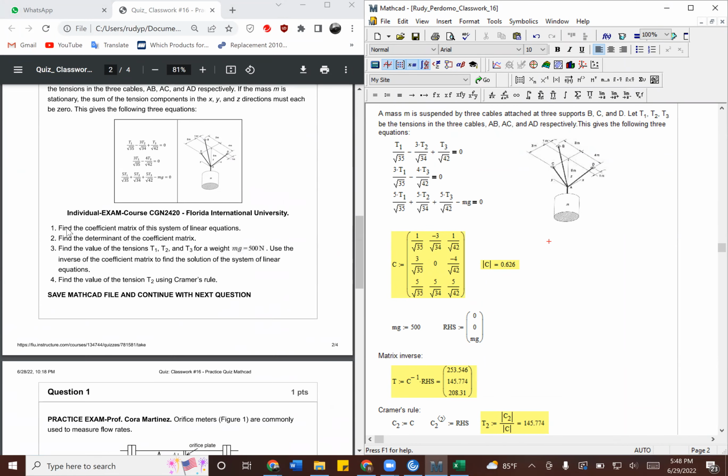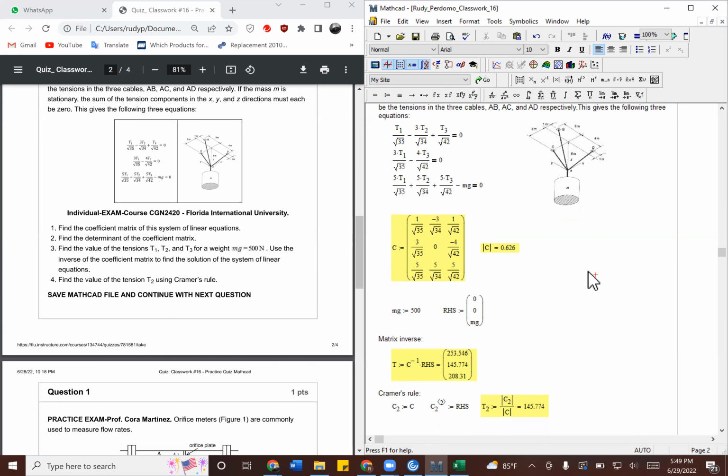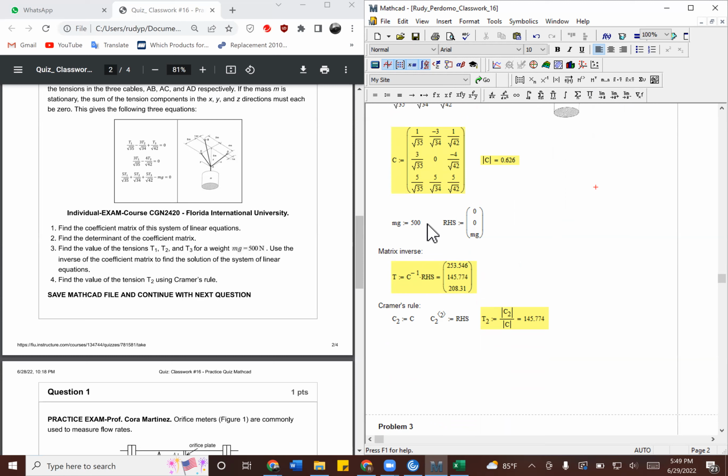All right, so number 2, part 1, it says find the coefficient matrix, which is this right here. Then it says find the determinant of the matrix. So you go on the matrix toolbar, and you hit determinant. C equals, and then you get that. Okay, that's easy. Part 3, find the values of the tensions T1, T2, T3 for a weight Mg equals 500 newtons. Use the inverse of the coefficient matrix to find the solution of the system of linear equations. So Mg equal to 500.